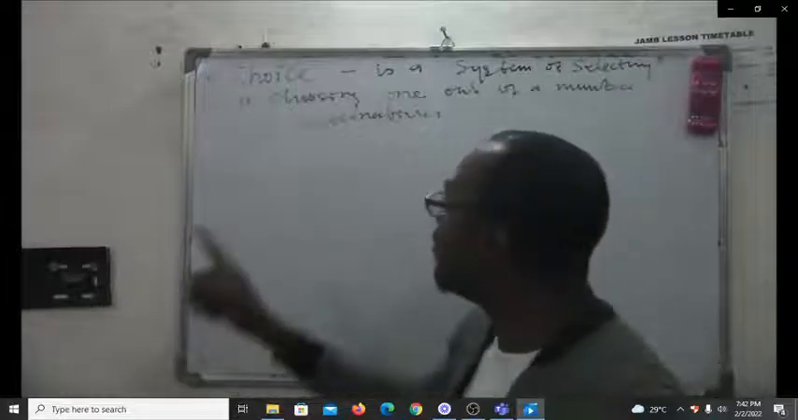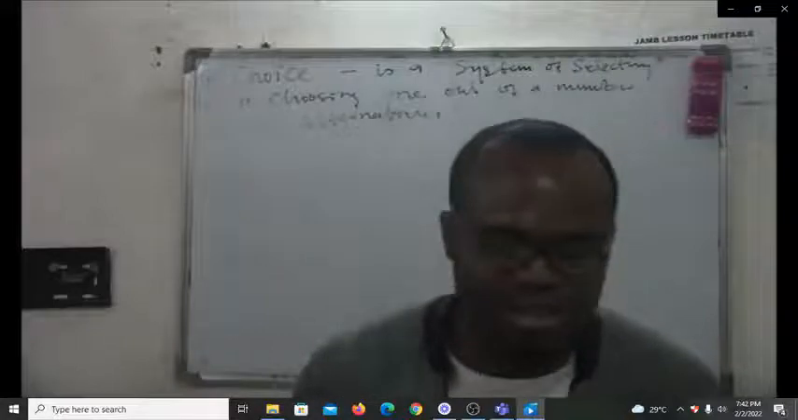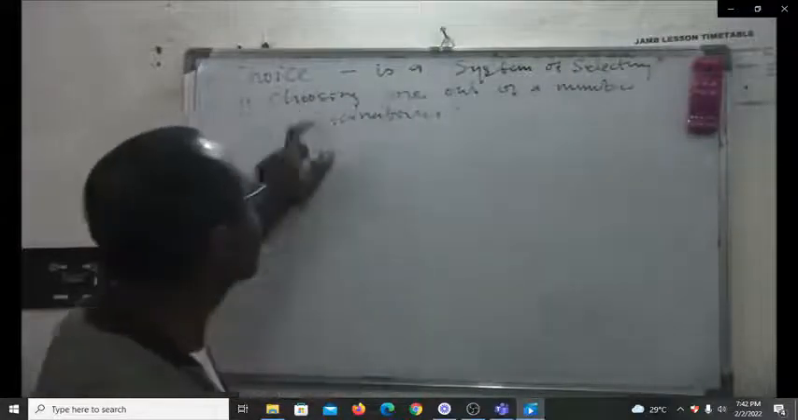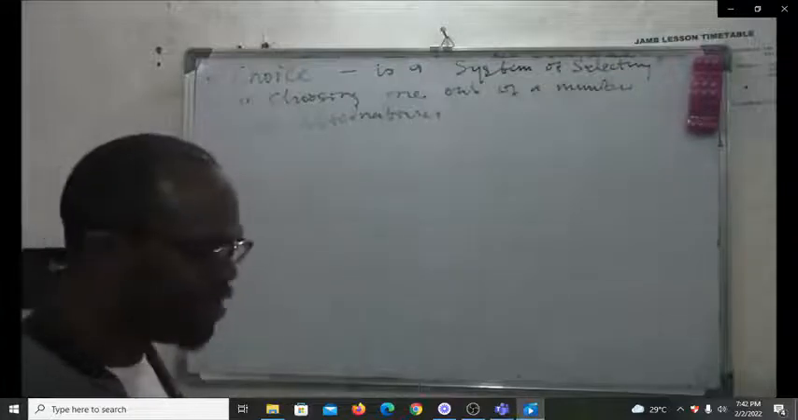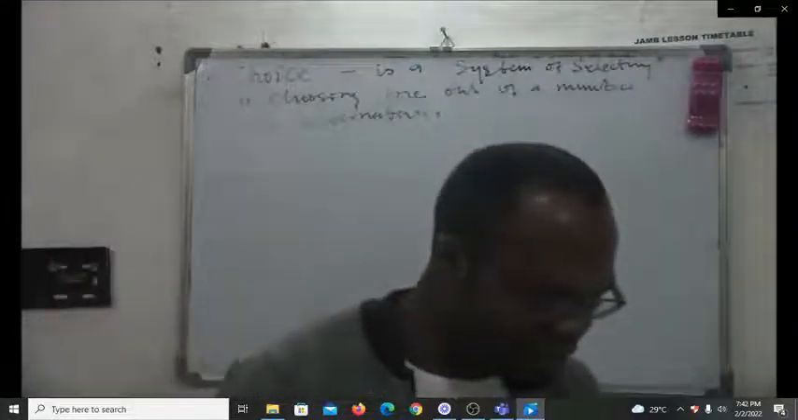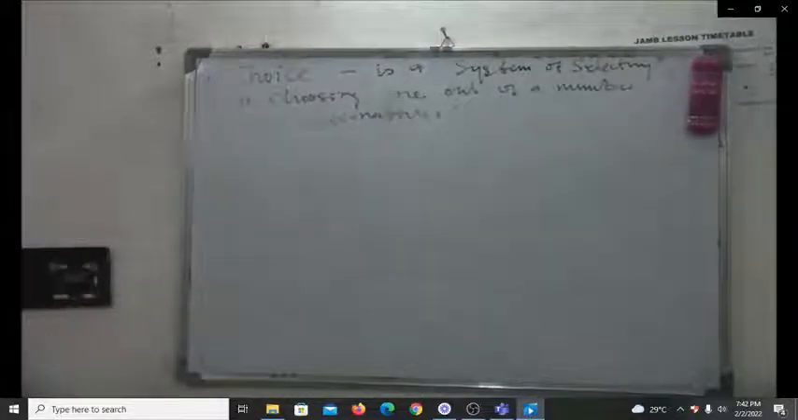So you must have the ability to choose. And that is called choice. So choice is the system of selecting or choosing one out of a number of alternatives. Write it. Out of a number of alternatives.